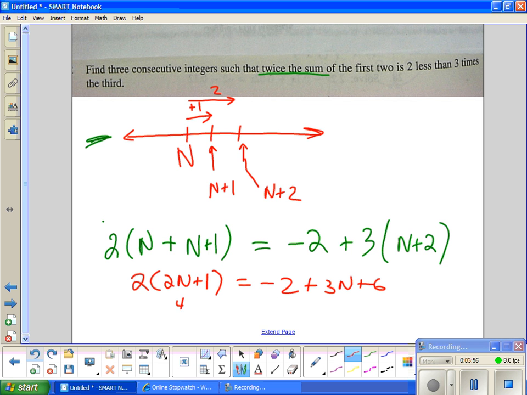And on the first side, n plus n, wouldn't that be 2n? I just combined these 2 n's, that's all I did. Now I distribute. Okay. And I think I get 3n plus 4.